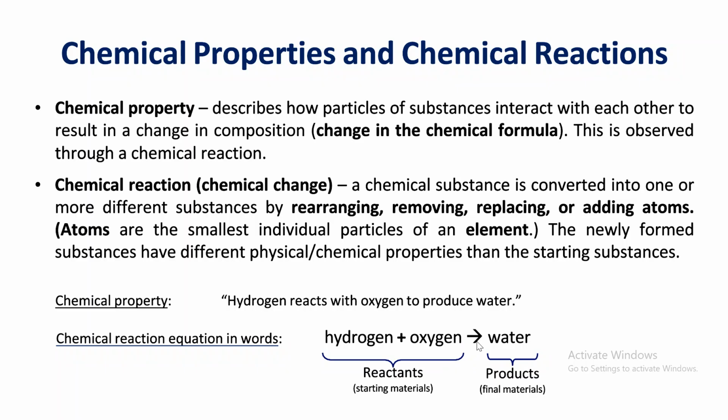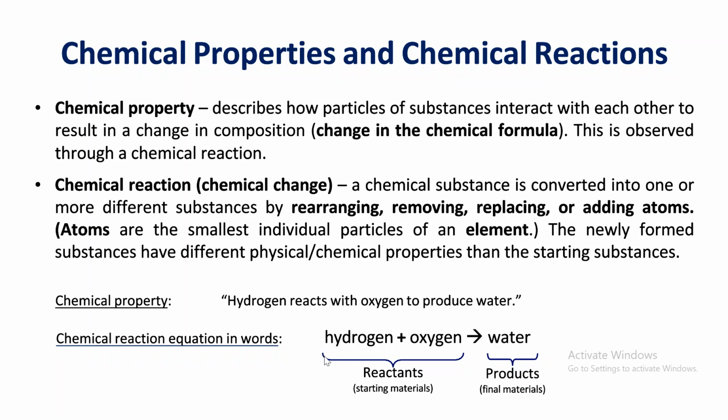As we discussed in the lecture class, anything that's written before the arrow is known as the reactants. These are the starting materials. And anything after the arrow are called the products, which are the final materials.